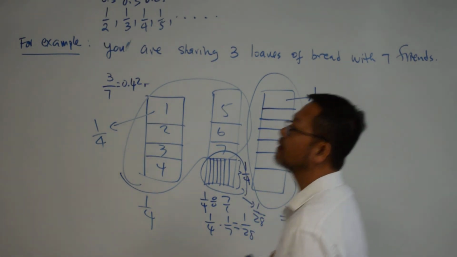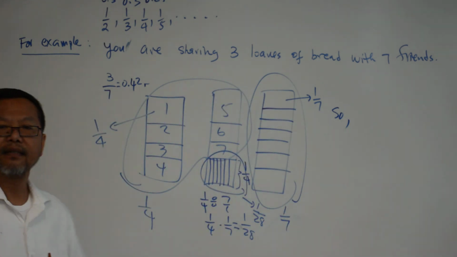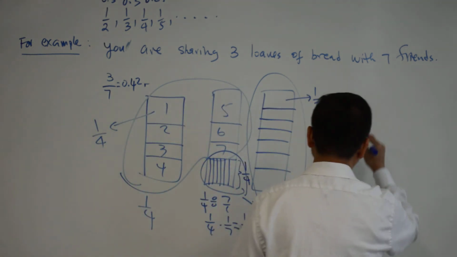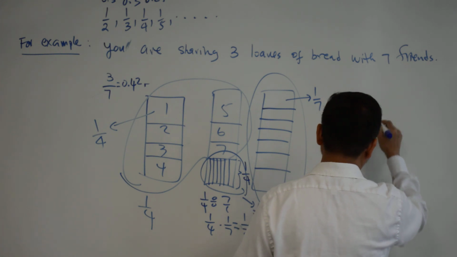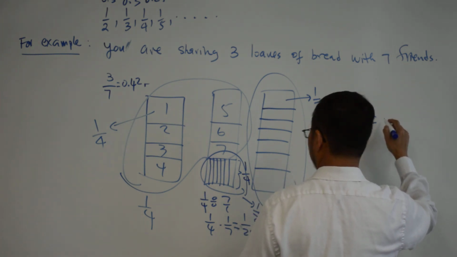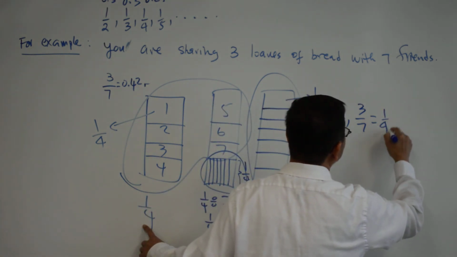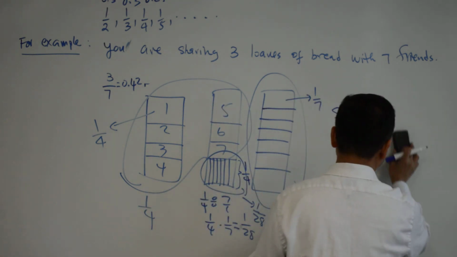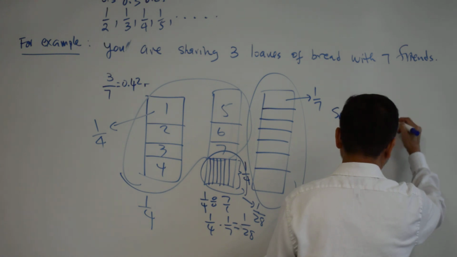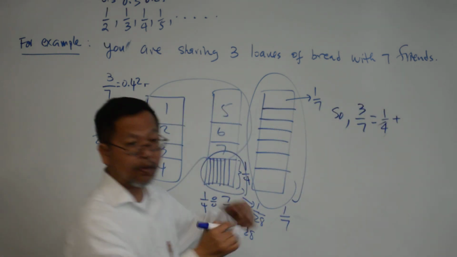Help me out, please. So it would be 3 over 7. 3 over 7 equals what? 1/4, right? 1 over 4 plus, we go by order, okay?